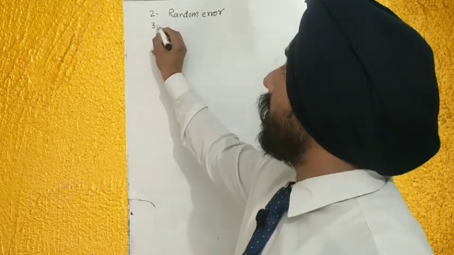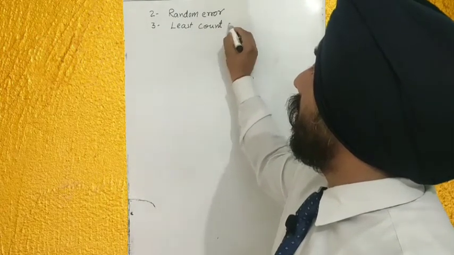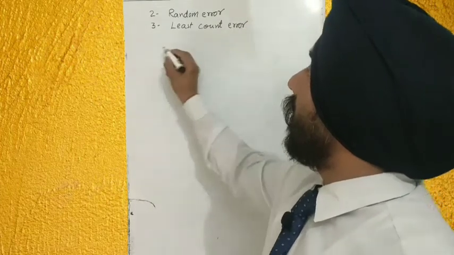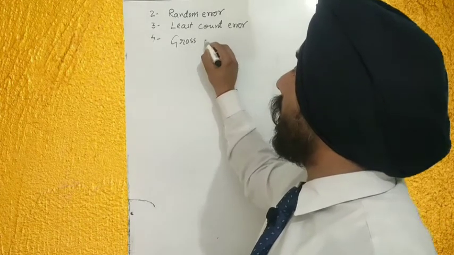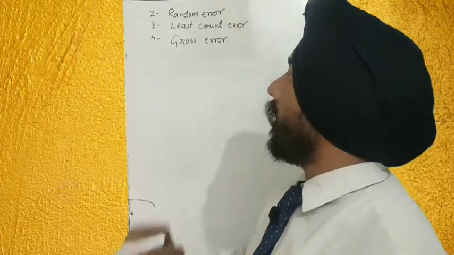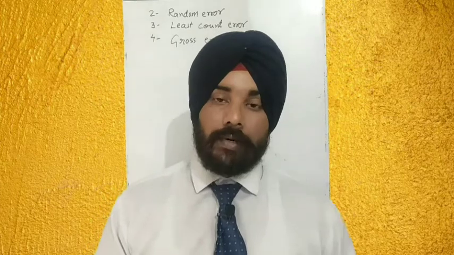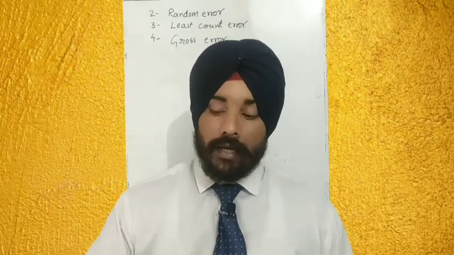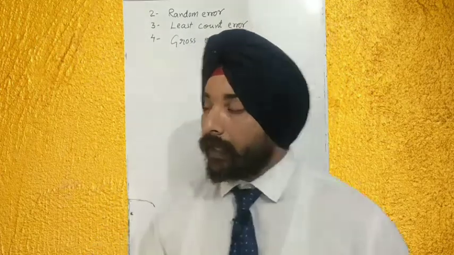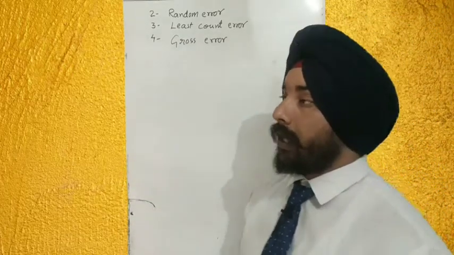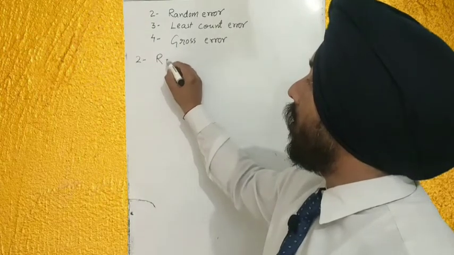And third we are going to discuss least count error, and fourth we are going to discuss gross error. And in this module, we are going to discuss how to eliminate random errors and some of the terms that come in the elimination of random errors. So some of the parts of errors we are going to discuss today, and out of which I am going to explain you now random error.